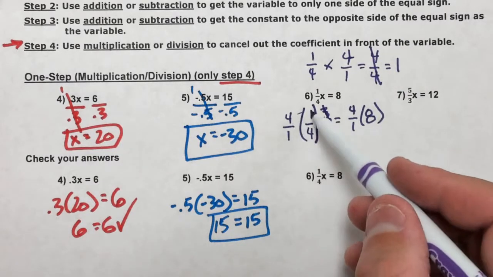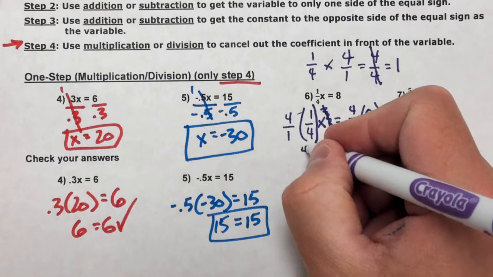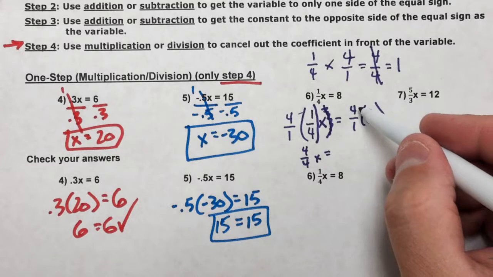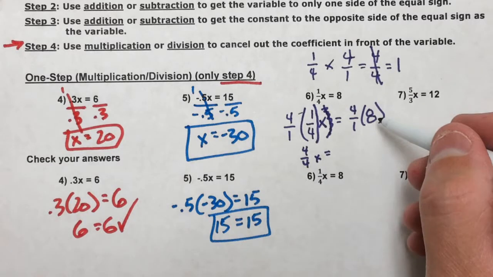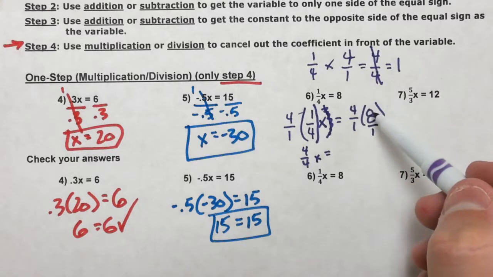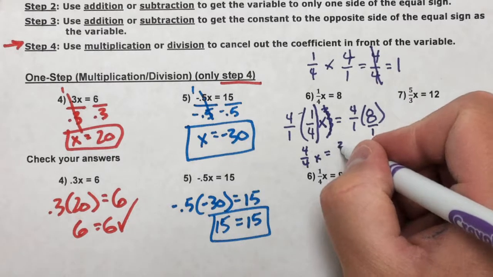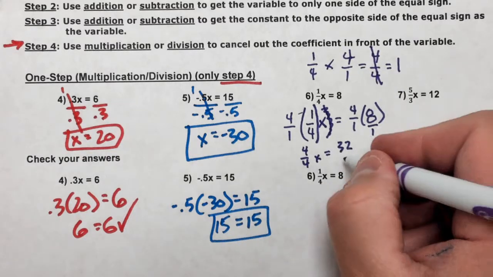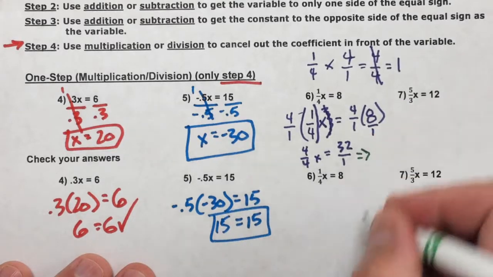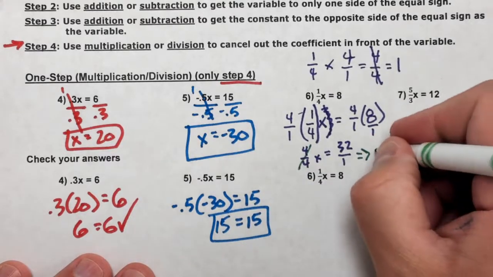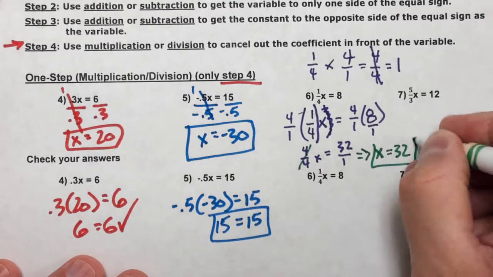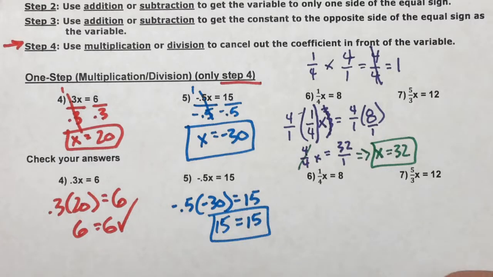And again, 4 times 1 is 4. 1 times 4 is 4, and we have x. And then we end up with 4 over 1 equals 8, but 8 can be converted to a fraction by just putting it over 1. So when I multiply my numerator by my numerator, 4 times 8 gives me 32. And then 1 times 1 is 1. And then this simplifies down very nicely. So the 4 over 4 cancels out, leaving just an x. And then the 32 over 1 is just 32. So 32 is the answer in this particular problem.